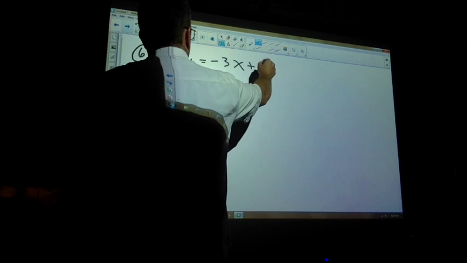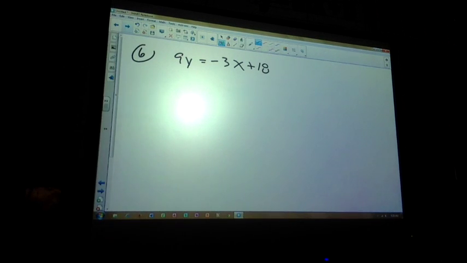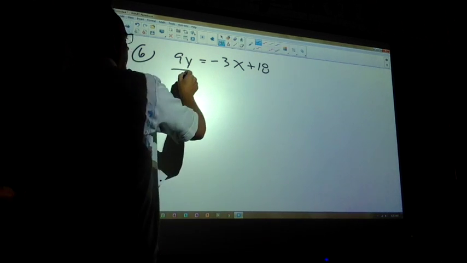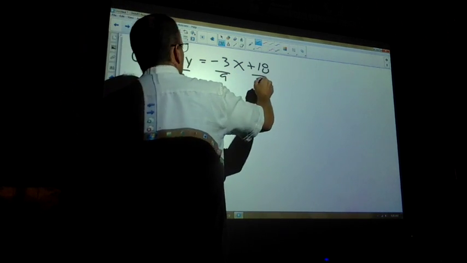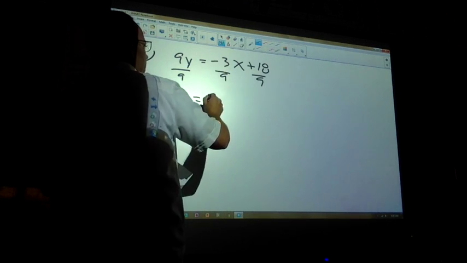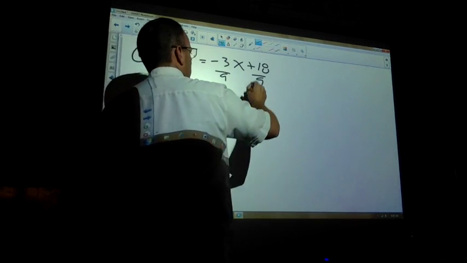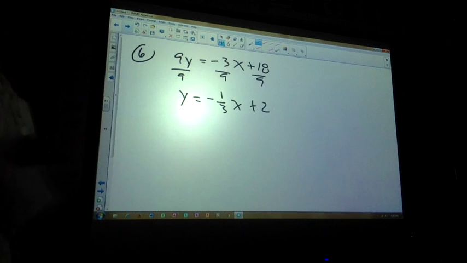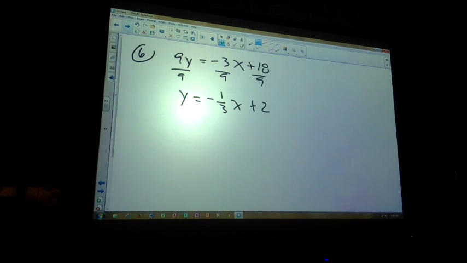What do you think? So what I did is I just moved the 3x over by subtracting. And then what should I do? Divide everything by 9. So y equals, reduce where needed, 2 minus 1/3 x, that works as well. I like it.